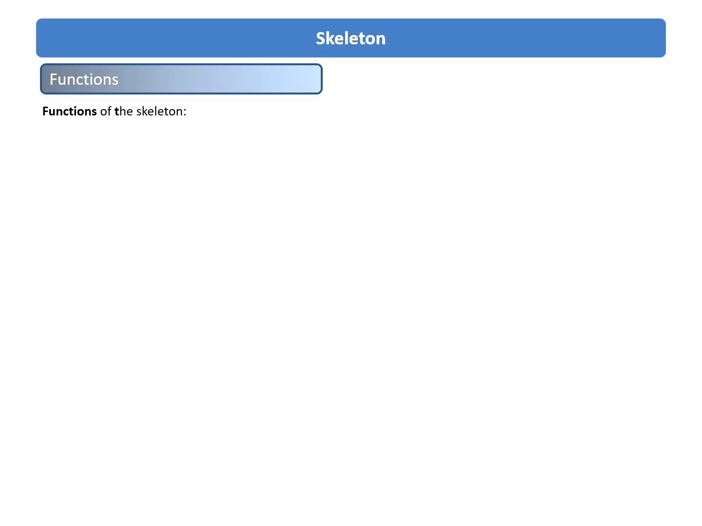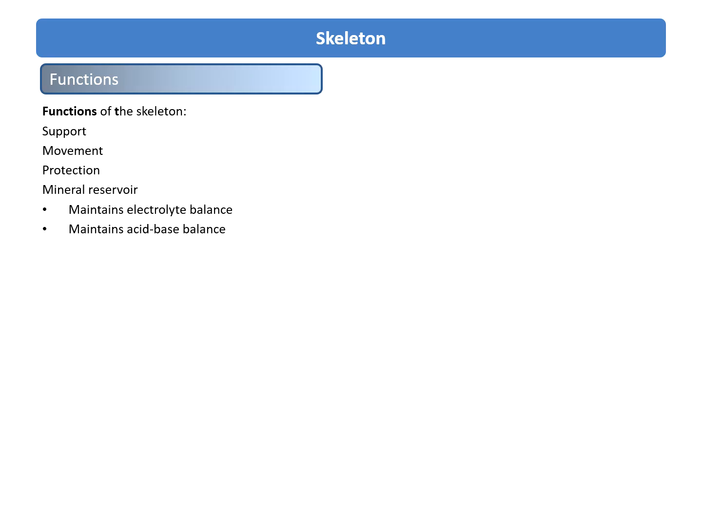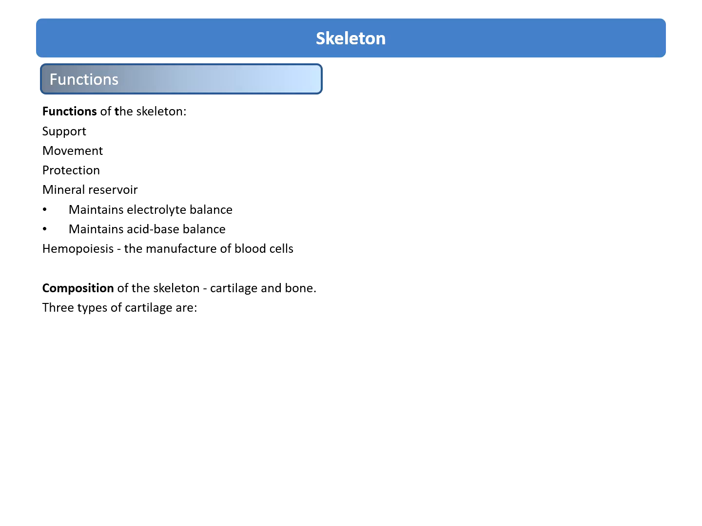By way of introduction, the functions of the skeleton involve support, movement, protection, and mineral reservoir, and that helps to maintain electrolyte balance. It maintains acid-base balance. Hemopoiesis, which is the manufacture of red blood cells. The composition of a skeleton consists of cartilage as well as bone.